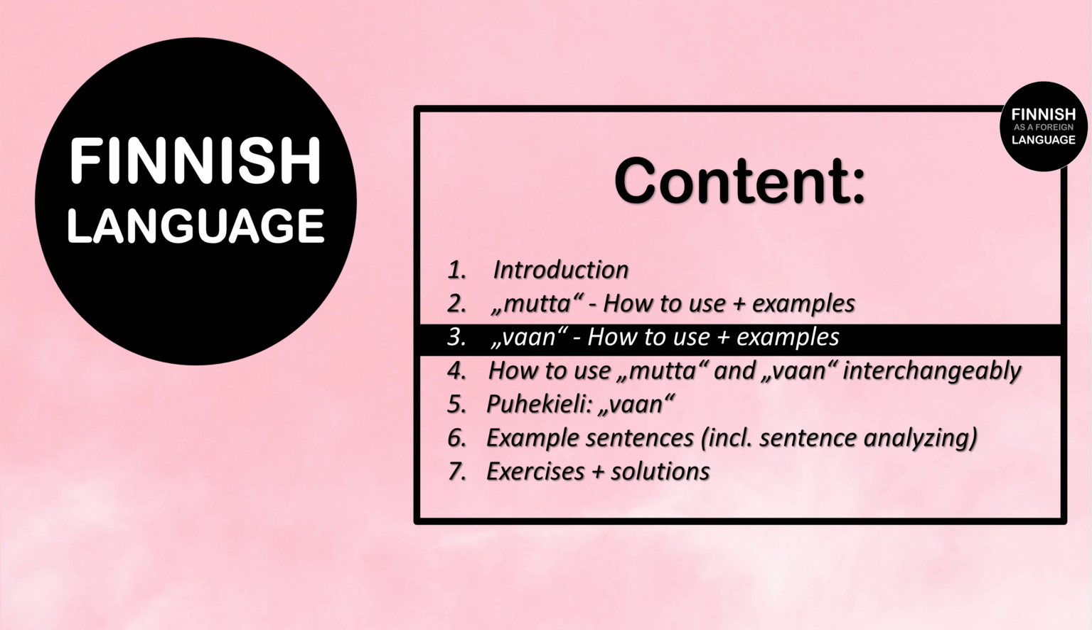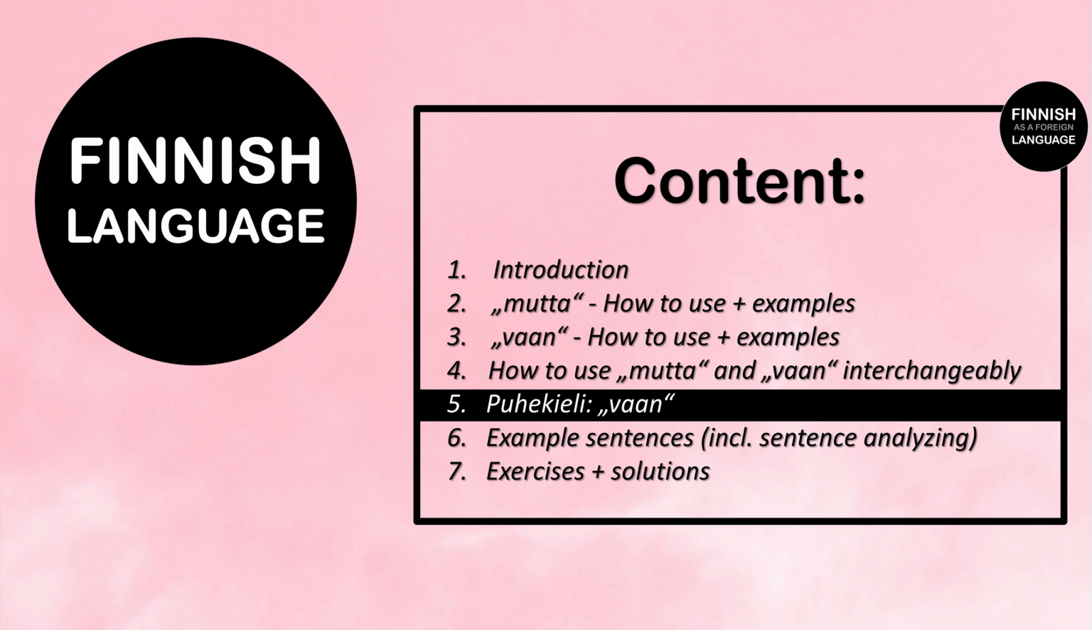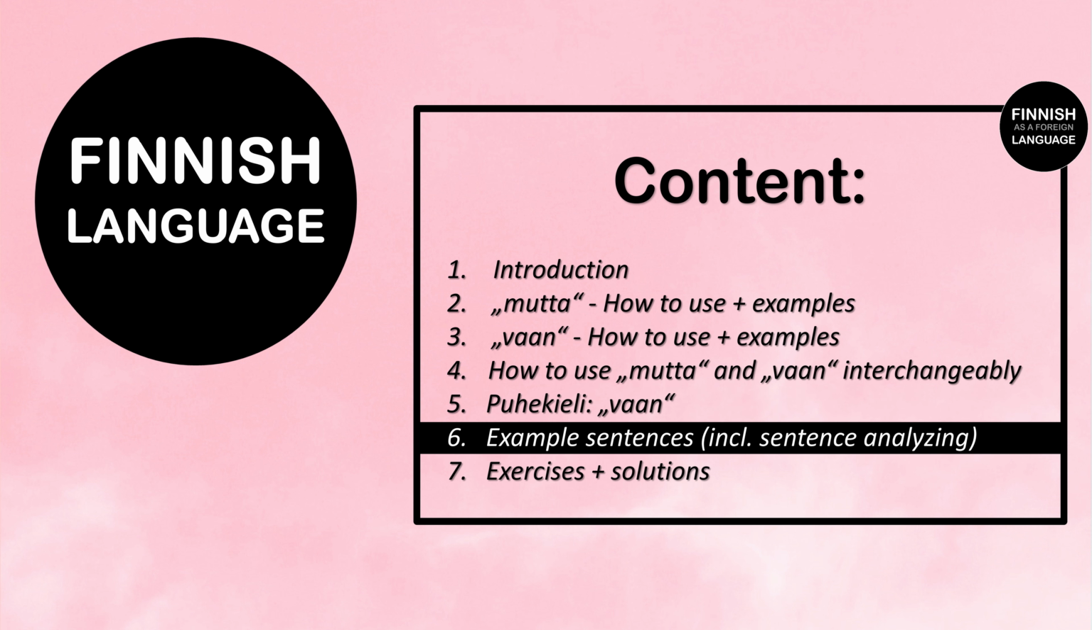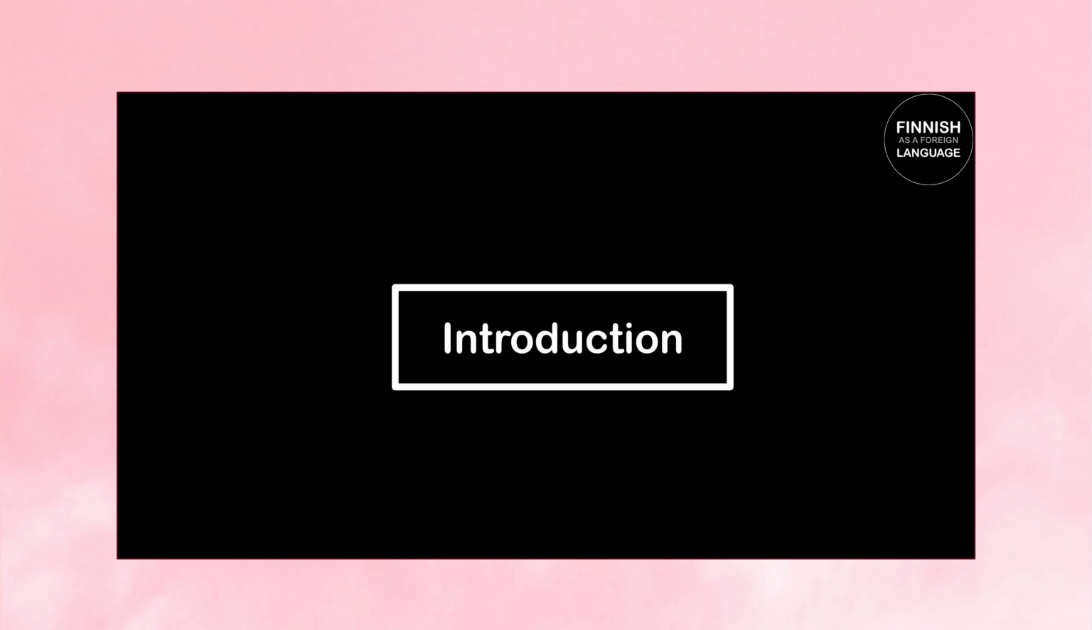Then in chapter 3 we are going to focus on the word VAAN plus examples, followed by chapter 4 then, where we're going to learn how to use MUTTA and VAAN interchangeably in a sentence. In chapter 5 then we'll focus on VAAN as the Puhekieli version of the word wine, followed by chapter 6 where we are going through some example sentences, and then in chapter 7 we will as always practice what we've learned today by solving some exercises together. So let's start with our first chapter.